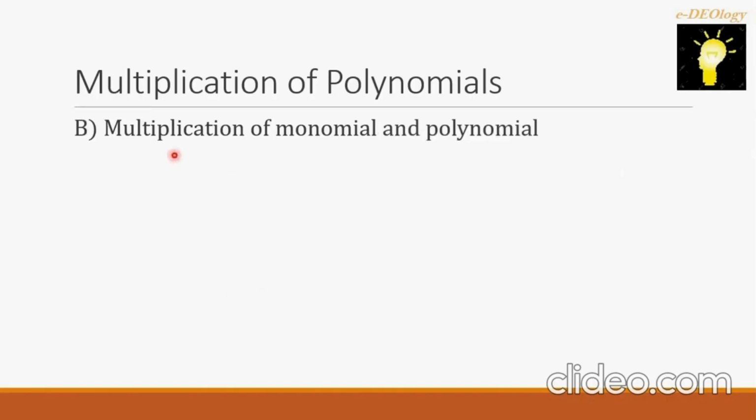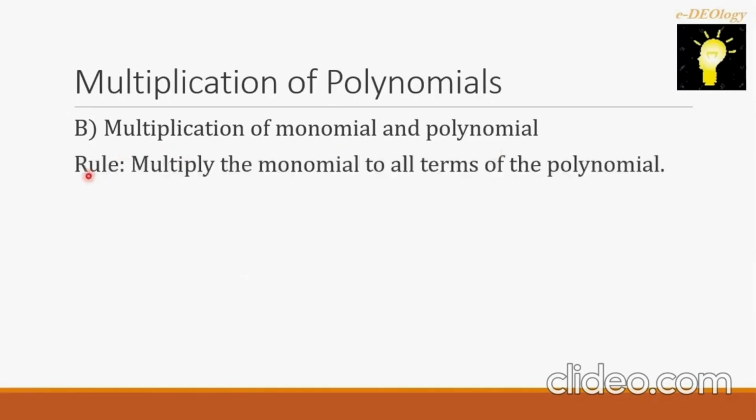Let's go now to multiplication of monomial and polynomial. Rule says multiply the monomial to all terms of the polynomial. Let's have example 1. The 3x is multiplied to the polynomial x squared plus 2x minus 10. So what we'll do, this 3x, we will multiply to each term of the trinomial here. Let's begin with the 3x multiplied to x squared. We will get this 3x cubed.